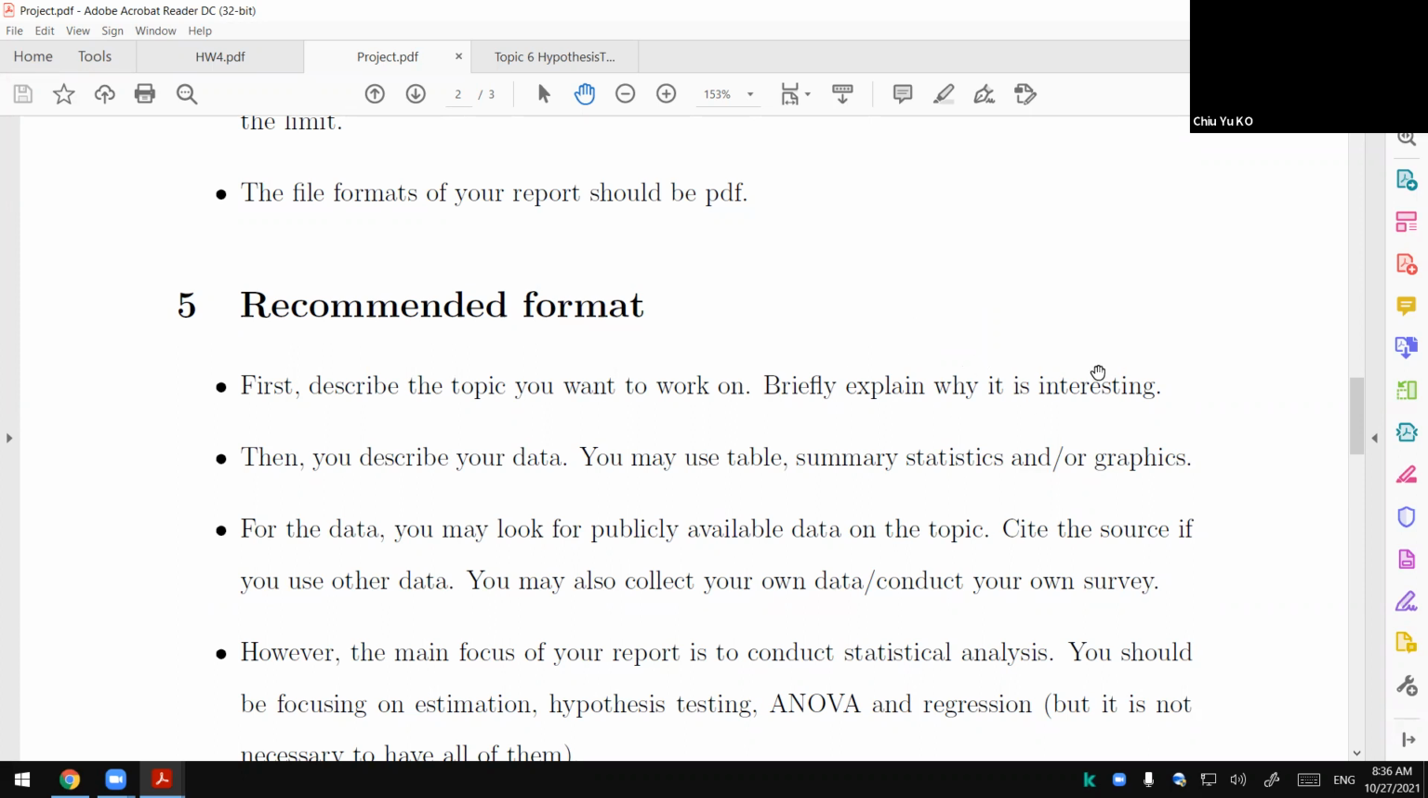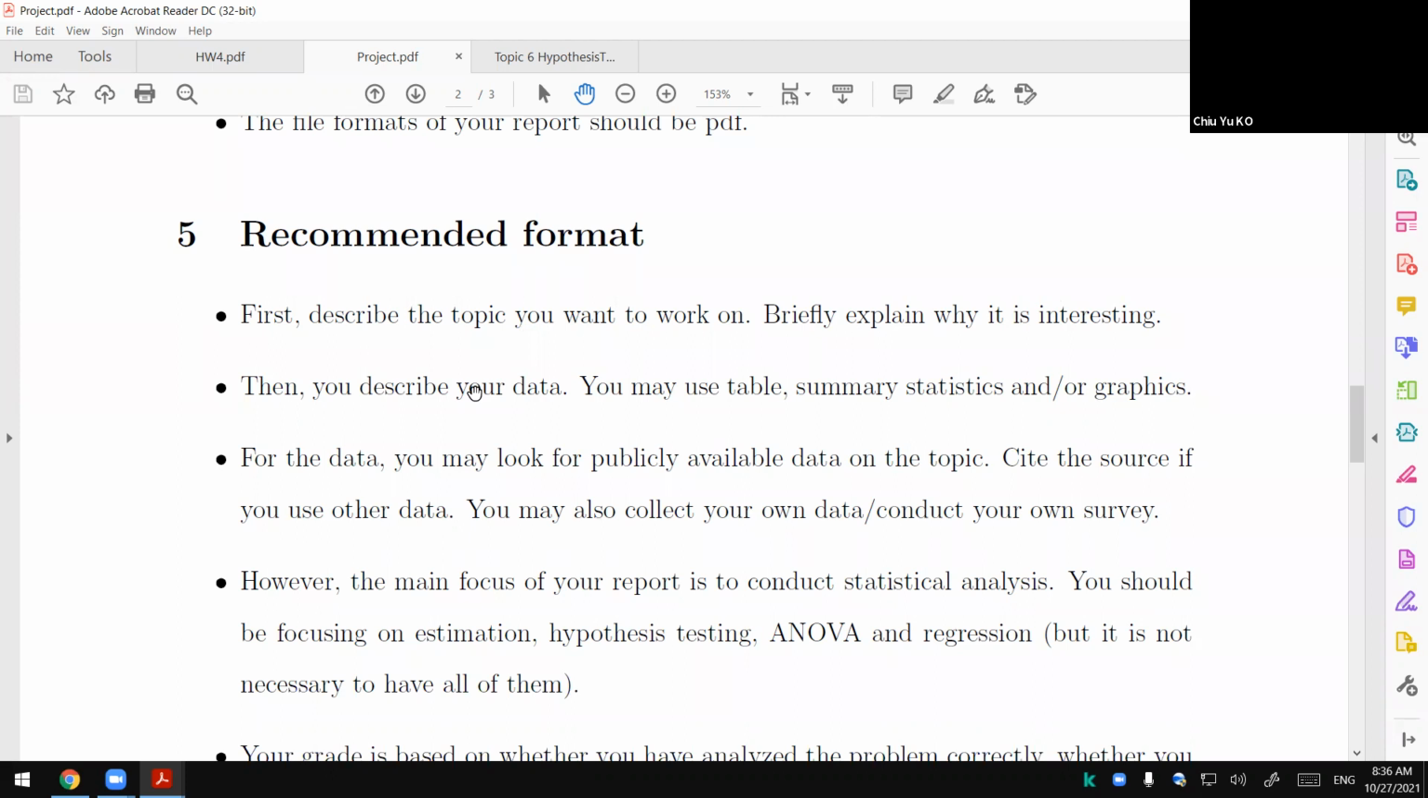So you explain why it is interesting, and that's why you want to study it. And then you look at your data. You can use descriptive statistics, using tables or graphics to describe the data, okay? And how do you collect your data? You can collect it from internet sources, the secondhand data. Or you can collect your own data. You can just ask your friends to fill in a survey, put it on your Facebook or IG, and ask people to fill it in. That's also fine, okay?